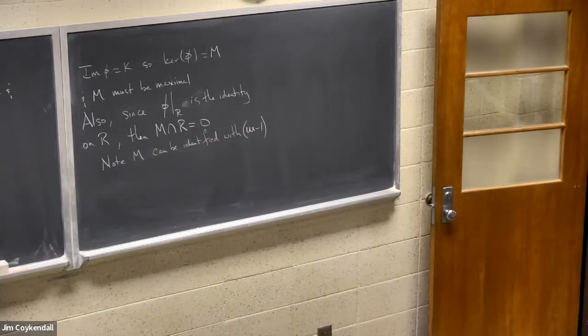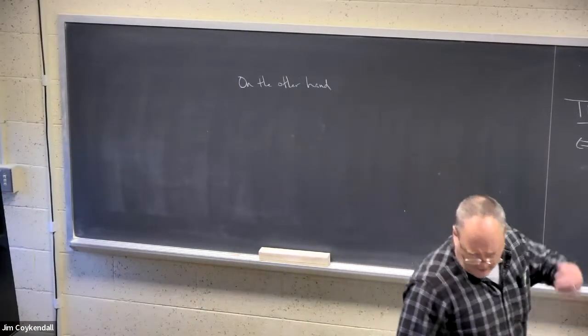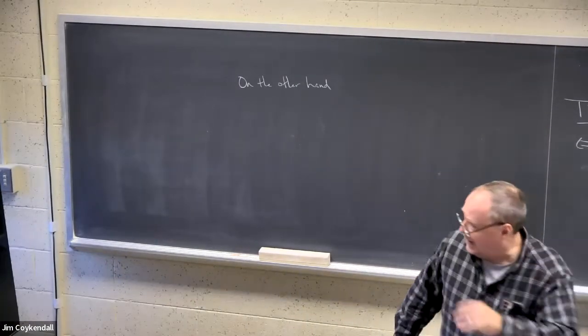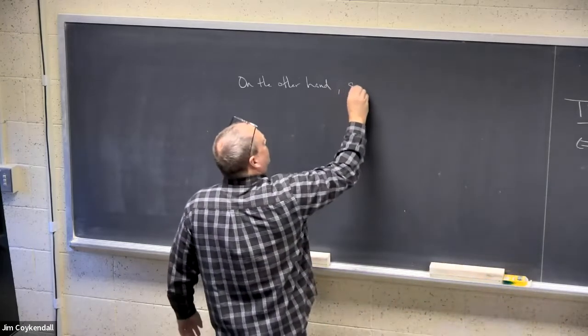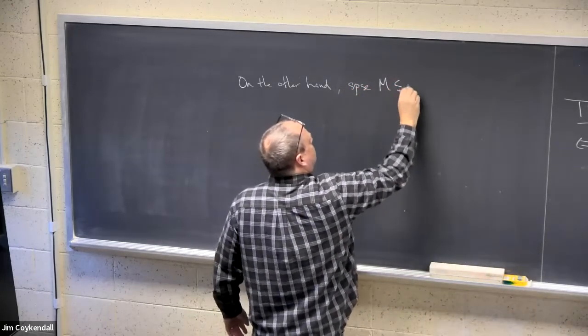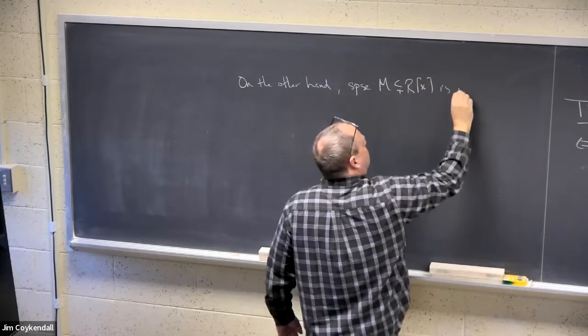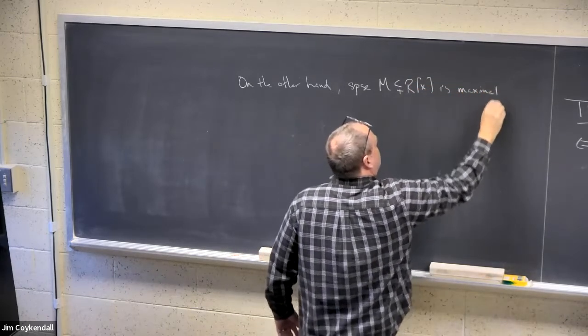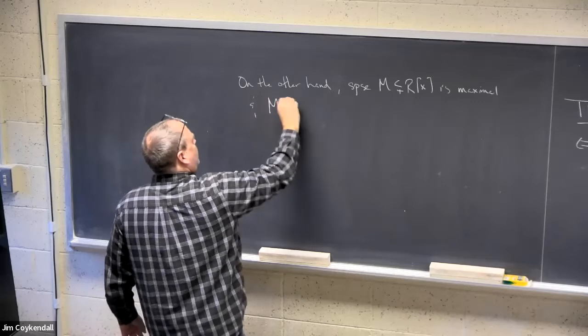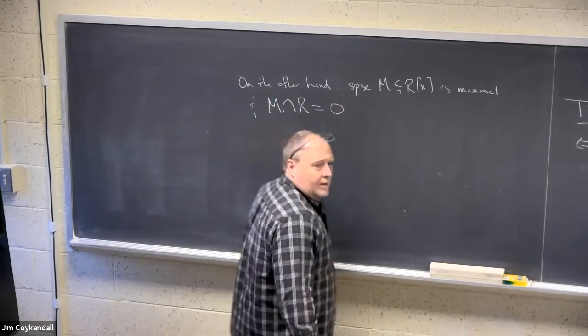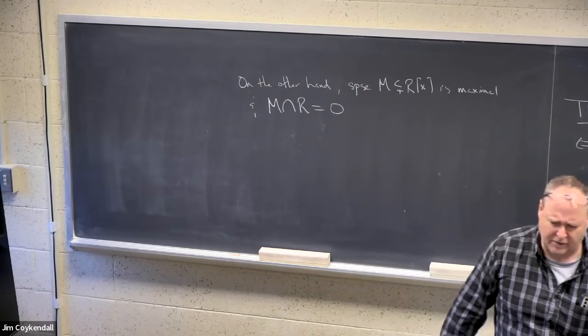So we've shown that if R is a G domain, then we have a maximal ideal in the polynomial ring that satisfies this. On the other hand, let's go the other direction. Suppose that M is maximal and its intersection with R is 0. So it has zero intersection with R, so it's got no constants in it.